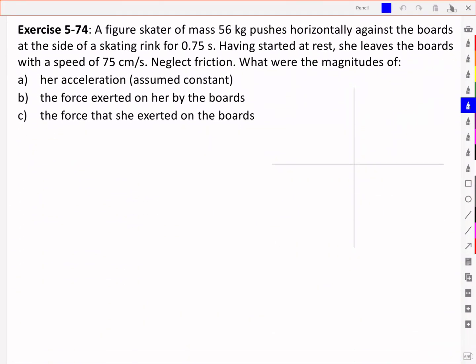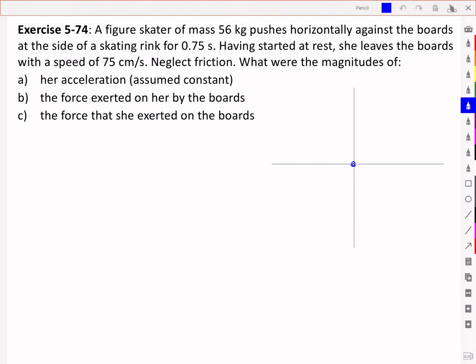Let's look at this example that demonstrates Newton's third law. A figure skater of mass 56 kilograms pushes horizontally against the boards at the side of a skating rink for 0.75 seconds. Having started at rest, she leaves the boards with the speed of 75 centimeters per second. You can neglect friction and are asked, what were the magnitudes of her acceleration, the force exerted on her by the boards, and the force that she exerted on the boards.